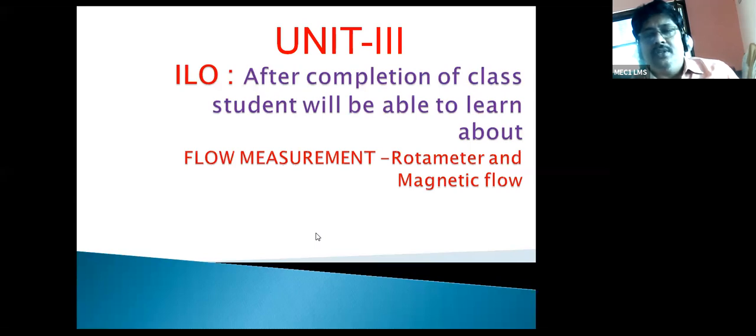First I will explain yesterday's topic, briefly. Yesterday we discussed the bubbler type level indicator.